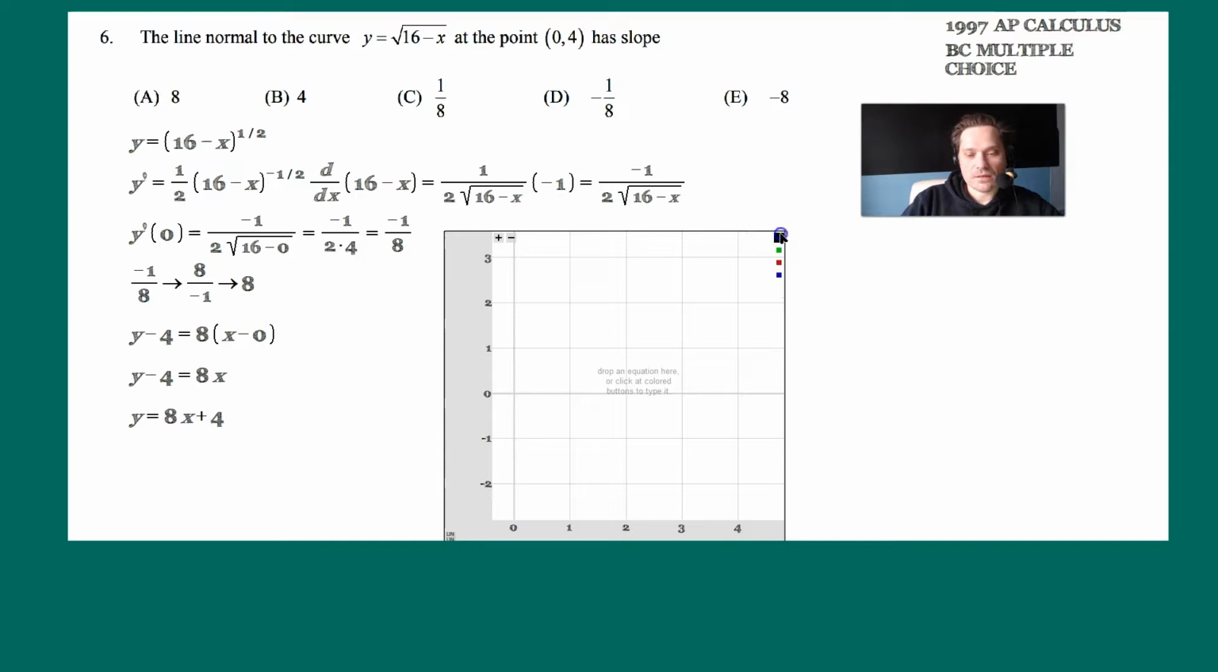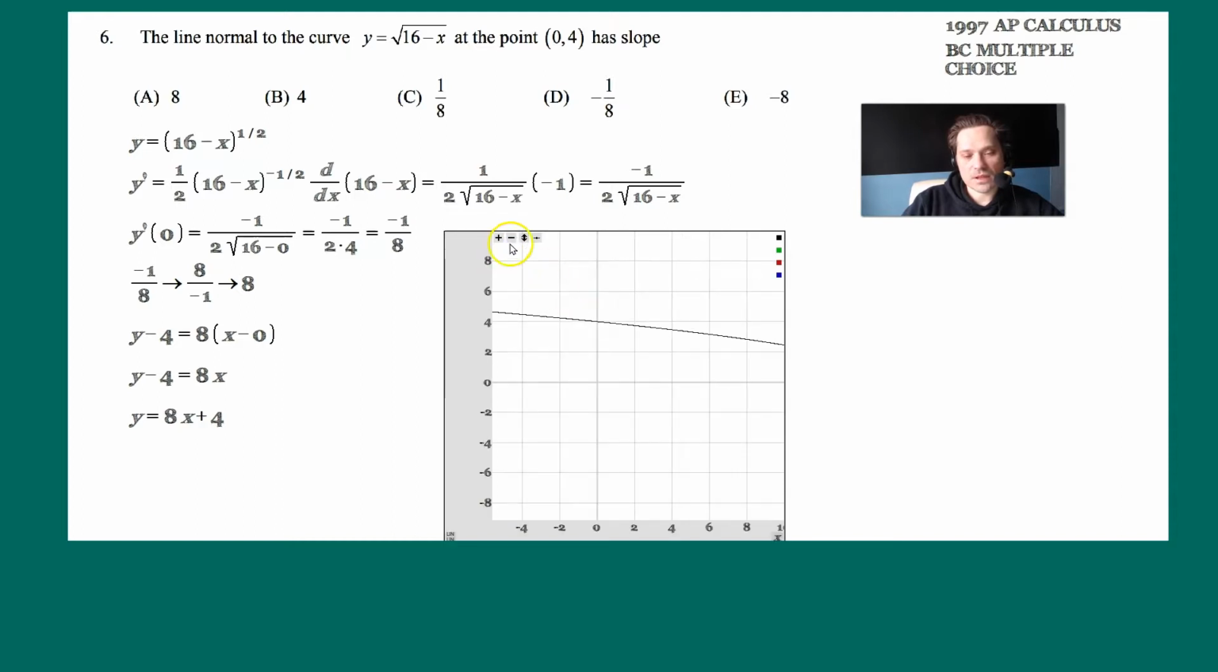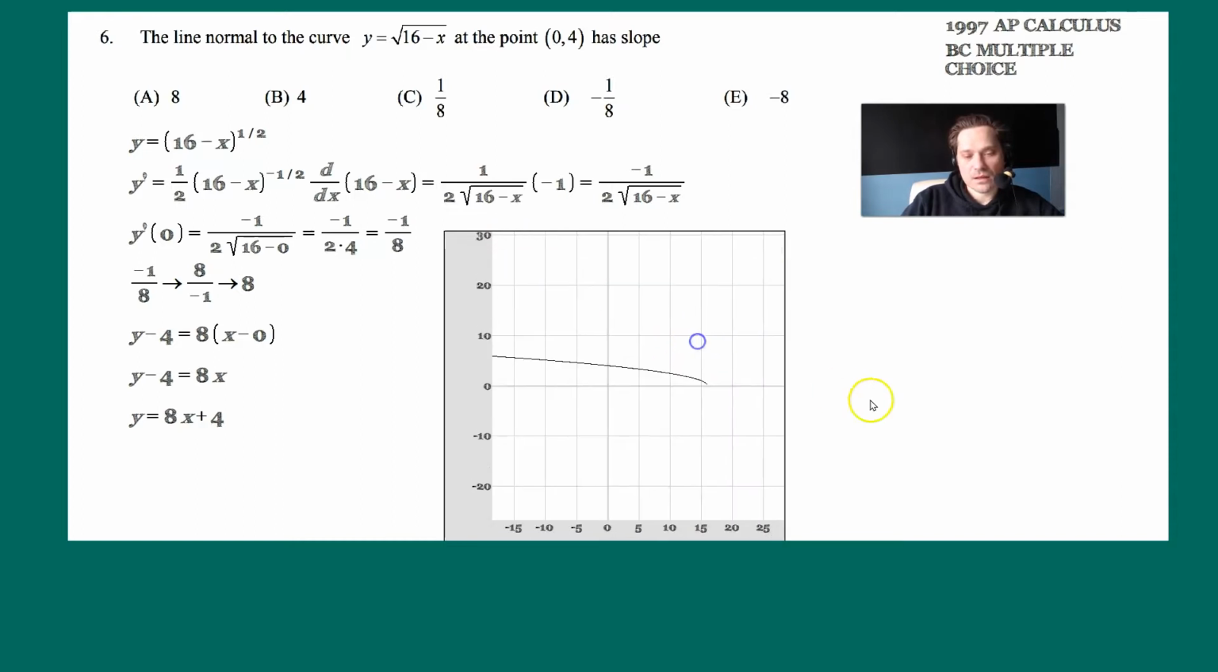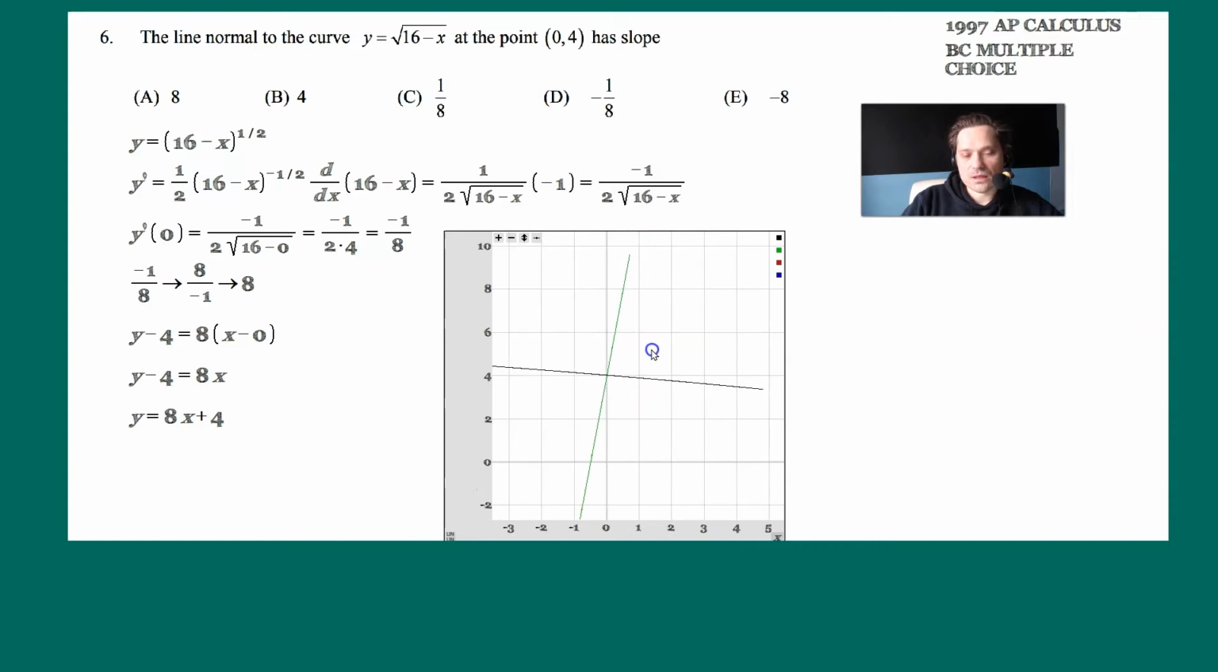So I'm going to graph the following in here. I'm going to graph the square root of 16 minus x. Let me zoom out here. So that pretty much looks like the following right there. And also I can add the equation of the normal line, which is 8x plus 4. And that looks like this. They are perpendicular or normal to each other. That's what it means to be normal. I know it doesn't look like it, but unfortunately that's not because of the math.